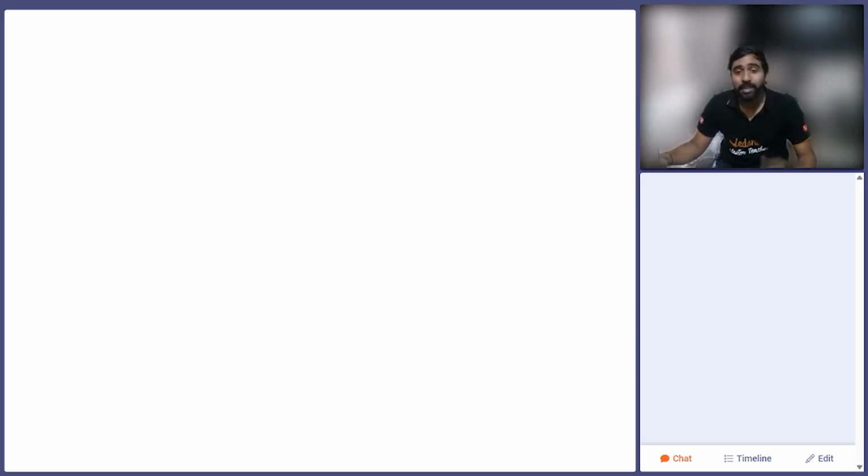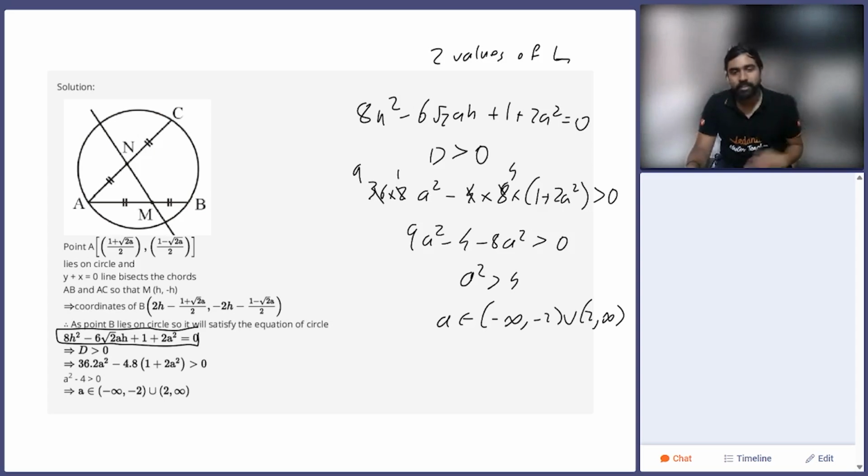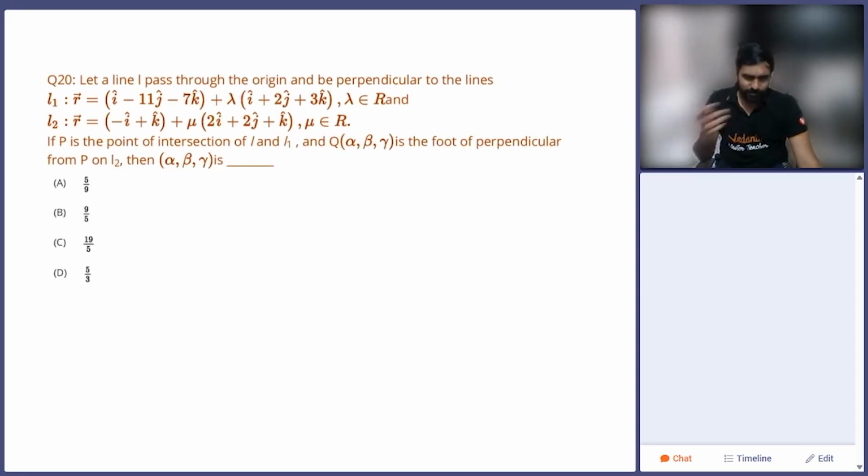Extremely calculative question. To get this quadratic expression, I hope you are able to see how many of the terms will get cancelled out, but still it is going to be an extremely calculative question. So yeah, that's it for this one. You'll get the acceptable values of a as minus infinity to minus 2 union 2 to infinity. Moving on. So we have a line which passes through origin and it is perpendicular to L1 and L2.